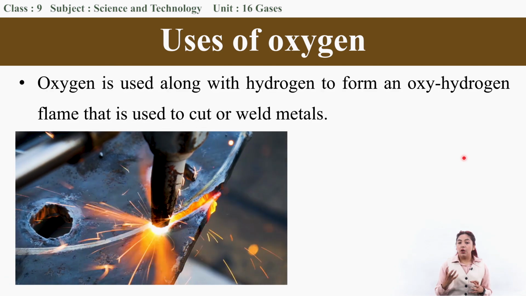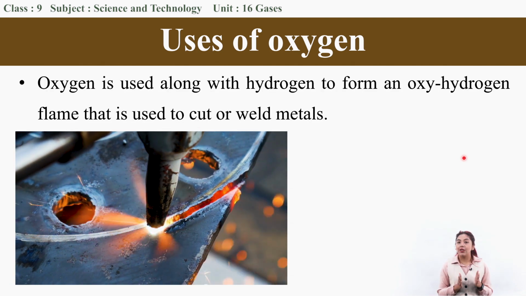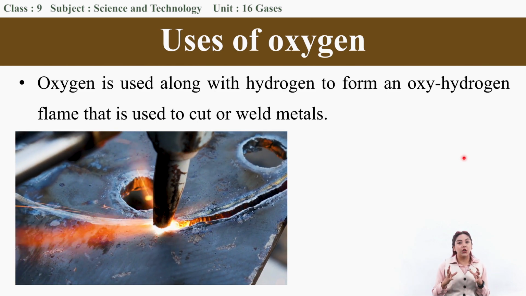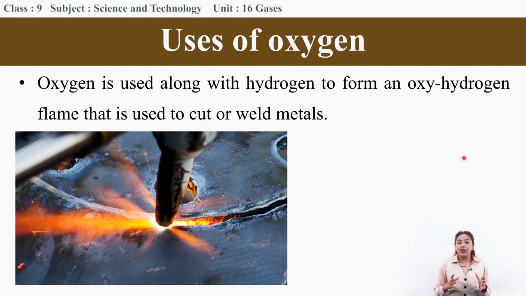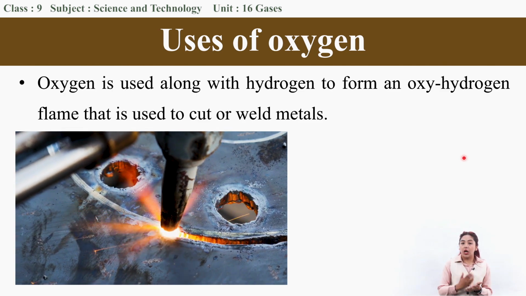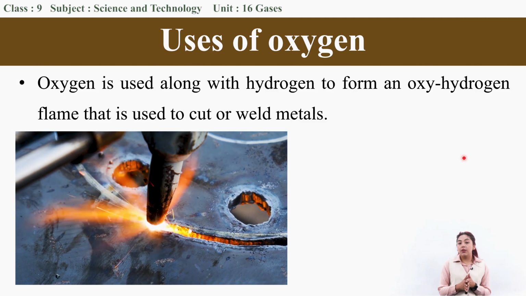Oxygen is used along with hydrogen. This point I have already explained to you in the previous class as well, while I was teaching you hydrogen gas. Oxygen and hydrogen form an oxyhydrogen flame that is used to cut metal or weld metals together.